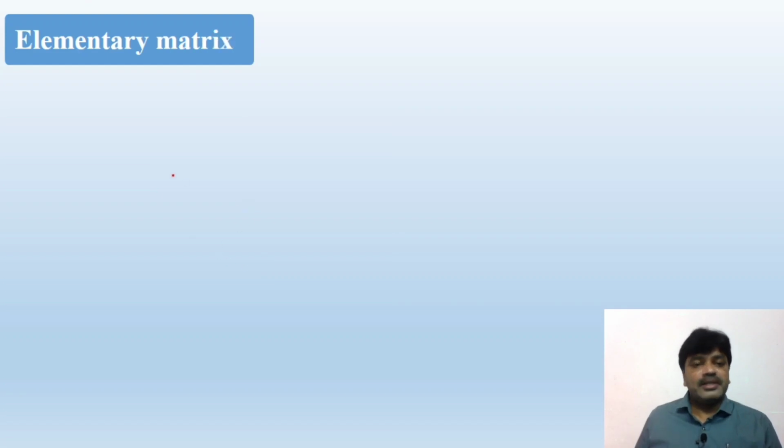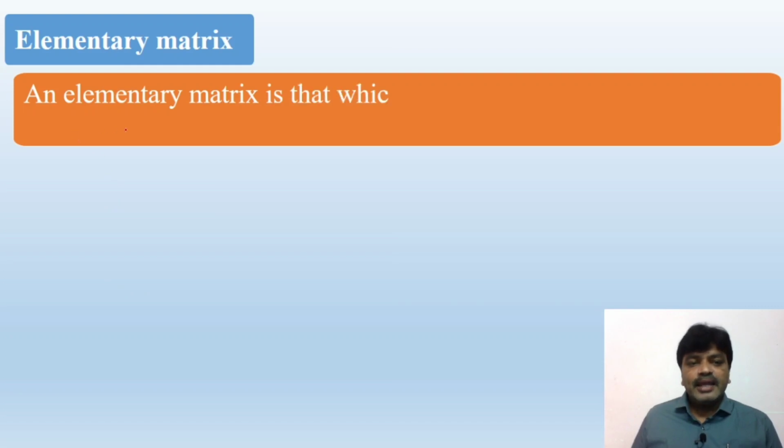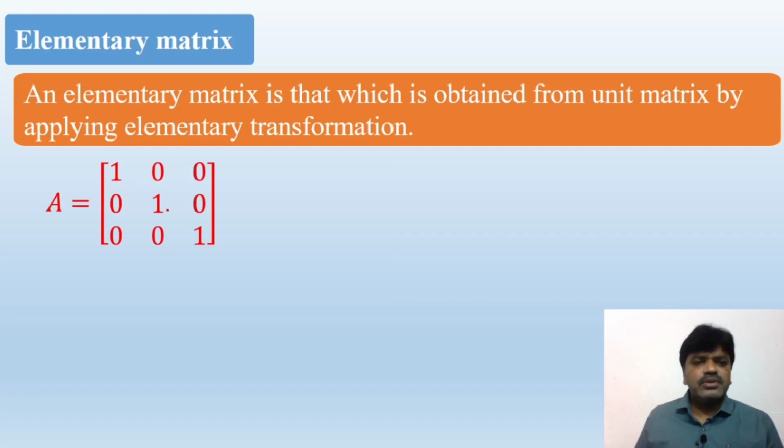Let us see the definition of elementary matrix. An elementary matrix is one which is obtained from a unit matrix by applying elementary transformation. Let us see an example. A is equal to 1 0 0, 0 1 0, 0 0 1. This is the unit matrix of order 3, 3 by 3.